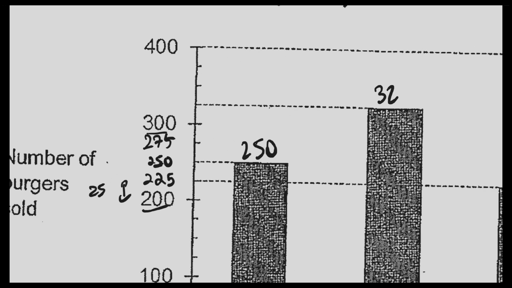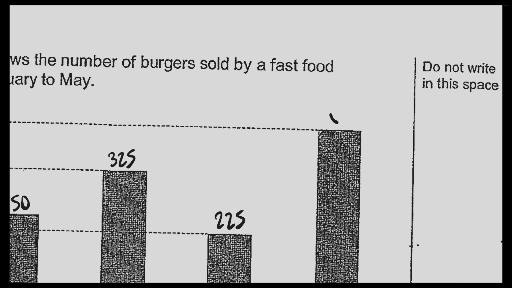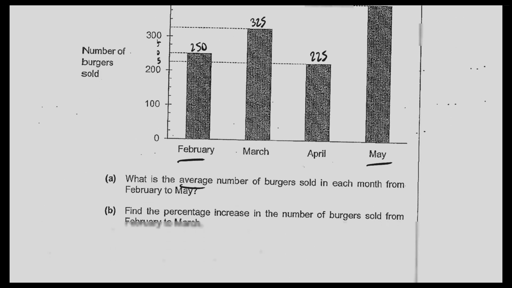So between 300 and 200, we know this is 250. What is in between 200 and 250? That's 225. So we know each division is an increment of 25. Right, so this is 250, this is 325, this is one increment lower, so it's 225, and this is 400. We can read it directly from the graph.